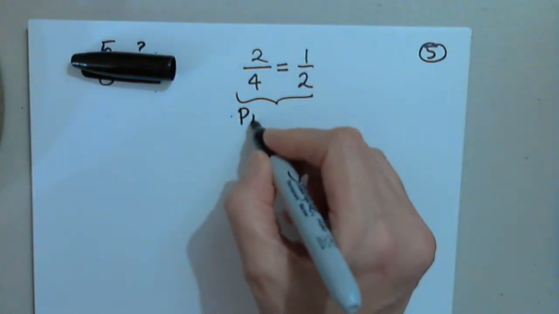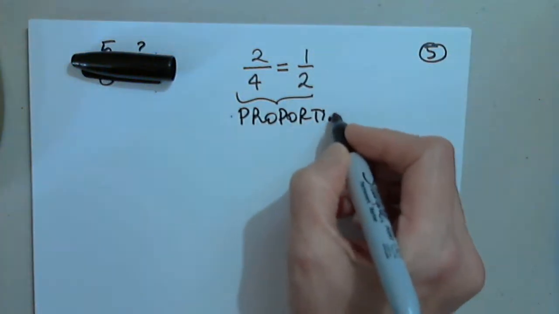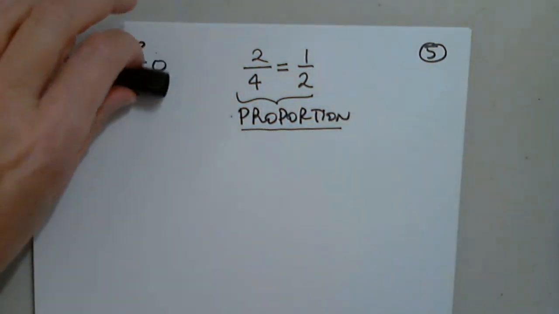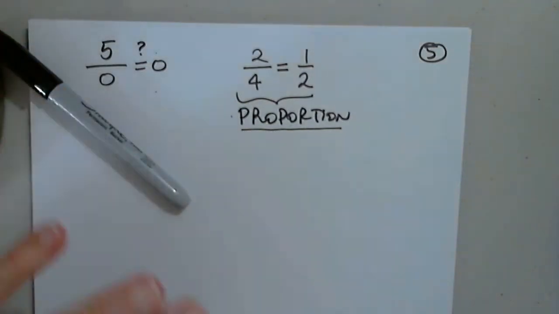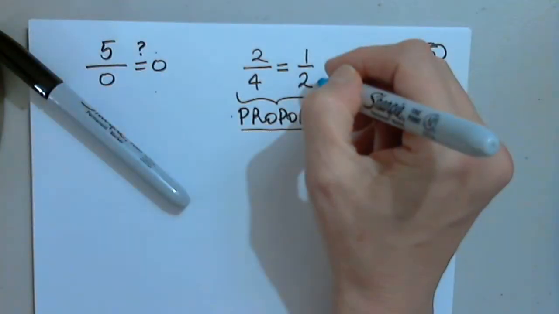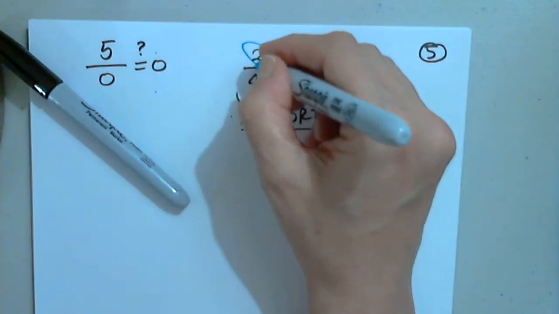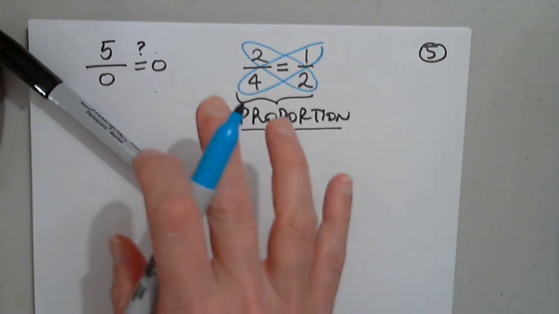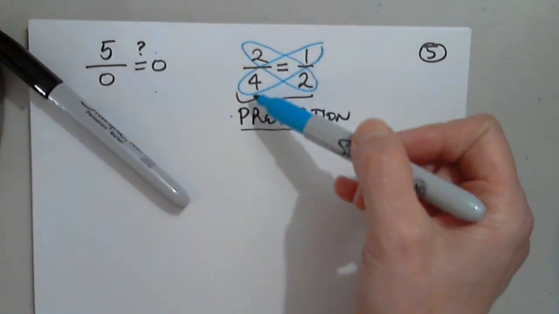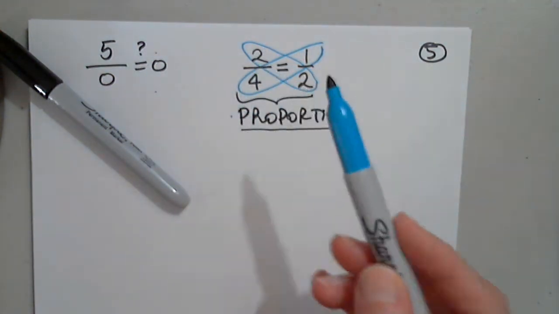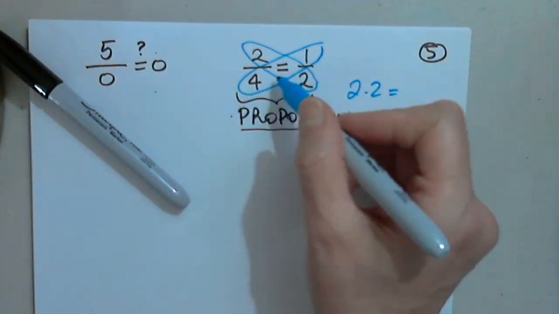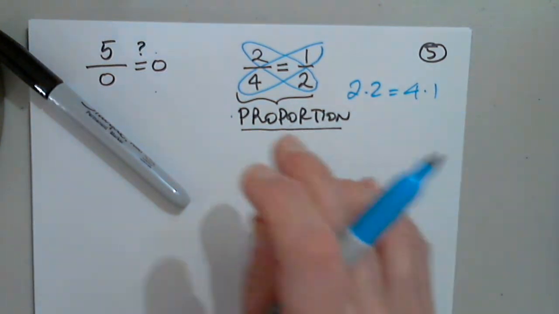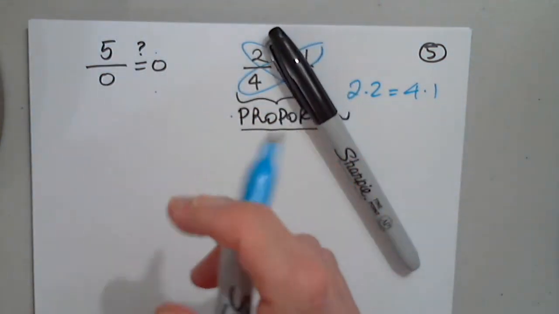Also called a proportion. In a proportion, and only in a proportion, we have what is called the cross multiplication rule. So if this is a proportion and it's correct, it is 2/4 equals 1/2. 2 times 2 must equal 4 times 1. Are they the same? Yes. Perfect. So now keep that in mind.